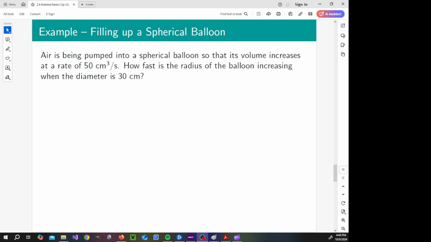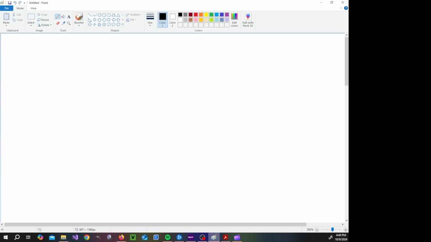So this question tells us air is being pumped into a spherical balloon so that its volume increases at a rate of 50 cubic centimeters per second. How fast is the radius of the balloon increasing? And the diameter is 30 centimeters. So essentially, we have a sphere, a balloon. It's not this flat circle, it is round. It's not a great sphere, but I think we get the idea.